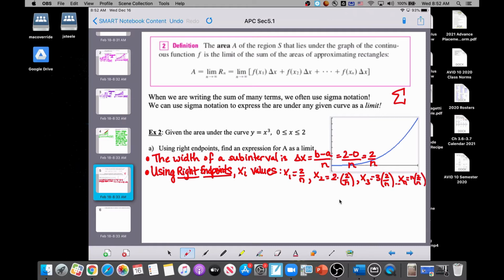And so now that we know what our widths of our subintervals are, or basically the bases of our rectangles, right, is 2 over n, and we know the endpoints of our rectangles, we can figure out an expression for the sum of the areas of the rectangles. So that's next.